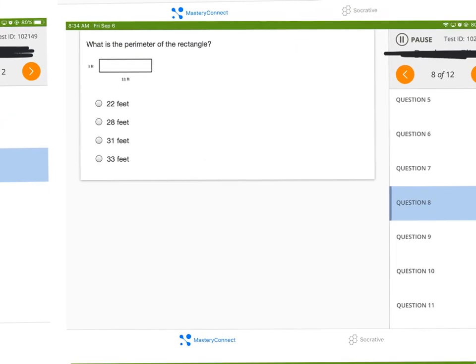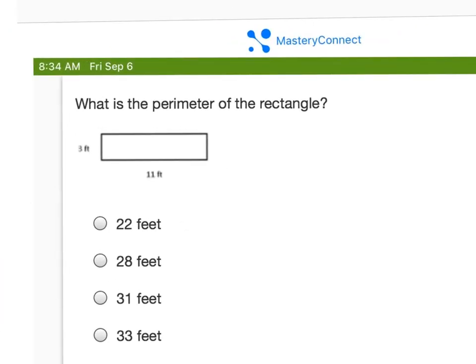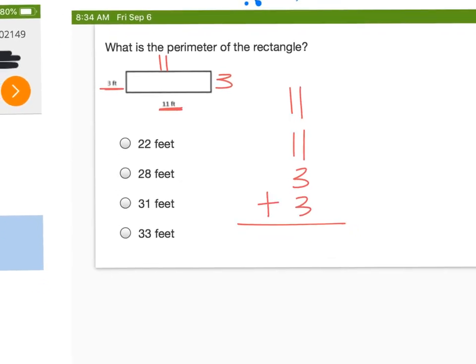Number 8. Perimeter of this rectangle. Now on rectangles, we know that the sides across from one another are parallel sides. So if this side is 11, this side's 11. And if this side is 3, this side is 3. And then we just add them all up. 11 plus 11 plus 3 plus 3. This side's going to be 8, 28 feet. B.